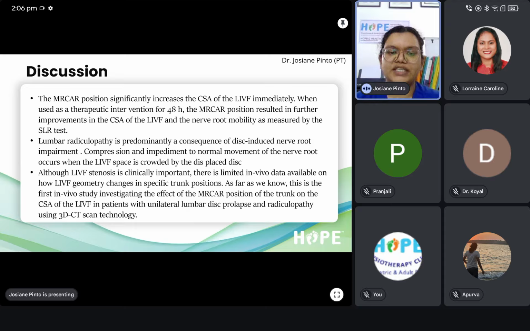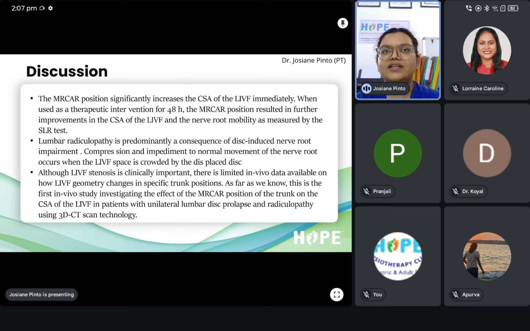Lumbar radiculopathy is predominantly a consequence of disc-induced nerve root impairment. So compression and impediment to normal movement of the nerve root occurs when the lumbar intervertebral foramen space is crowded by the displaced disc. Although LIVF stenosis is clinically important, there was limited in vivo data available on how this geometry changes in specific trunk positions.